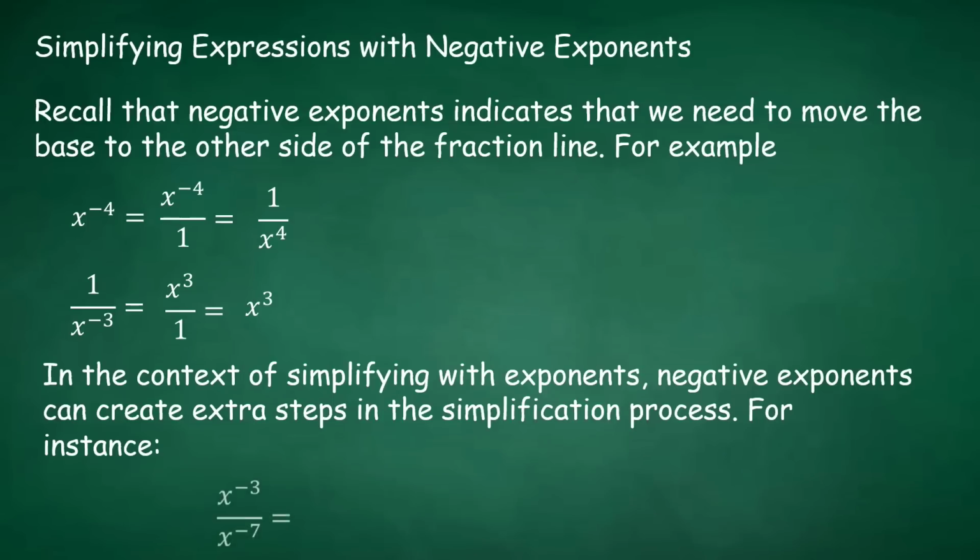For instance, x raised to the power of negative 3 over x raised to the power of negative 7. Just move each negative exponent to the opposite direction. In this case, move the x raised to the power of negative 3 to the denominator, and x raised to the power of negative 7 to the numerator. And then simplify the expression. Use the rule of dividing exponents. Just subtract both exponents. So 7 minus 3 is equal to 4. So our final answer is x raised to the power of 4.